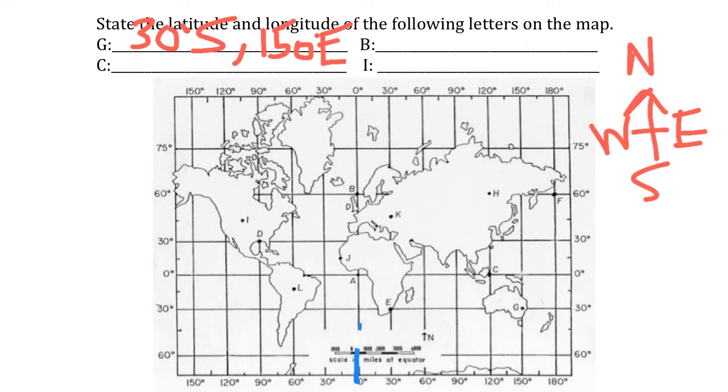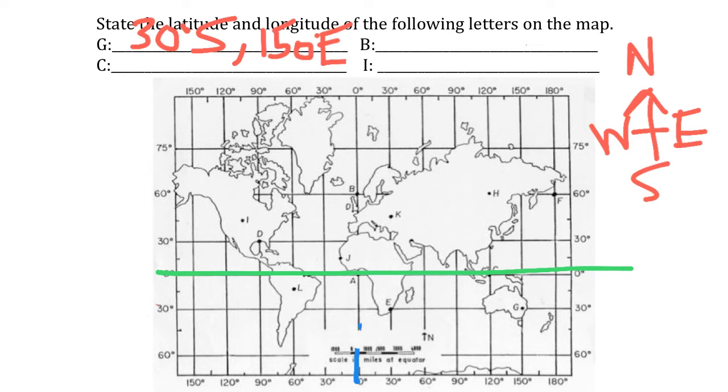All right, let's try another one. Let's go with point C, which is really close to point G. What do I do first? What am I trying to find first? Latitude or longitude? If you said latitude, you were correct. Here's my latitude line that C is on, the green line that I just drew. And hopefully you see right away that it's exactly on the equator.